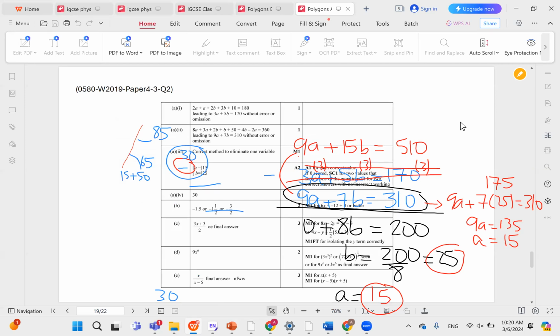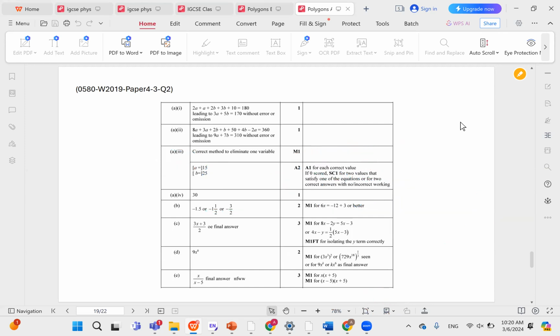And we can see that for A(iii), 15 and 25 are the correct answers. And for A(iv), 30 is the correct answer. So we seem to be on the right track here.